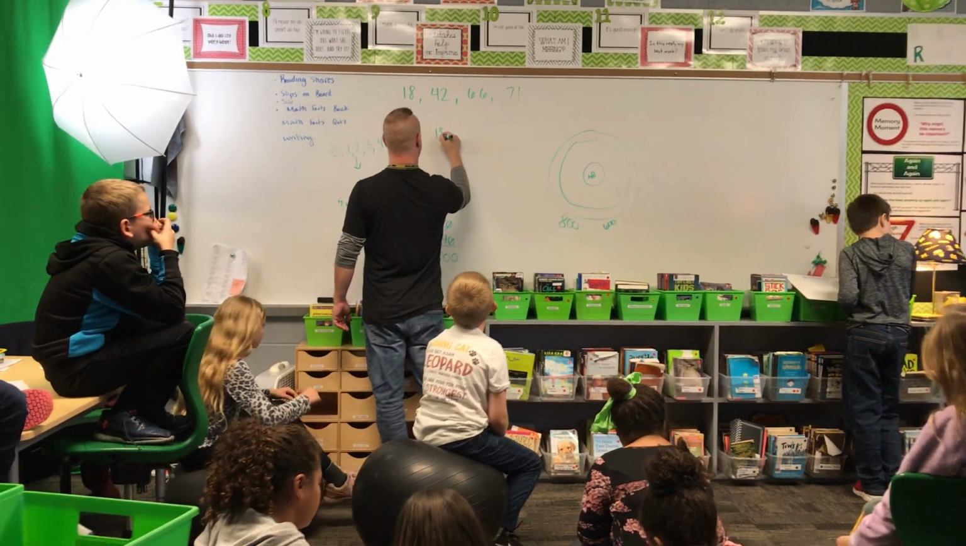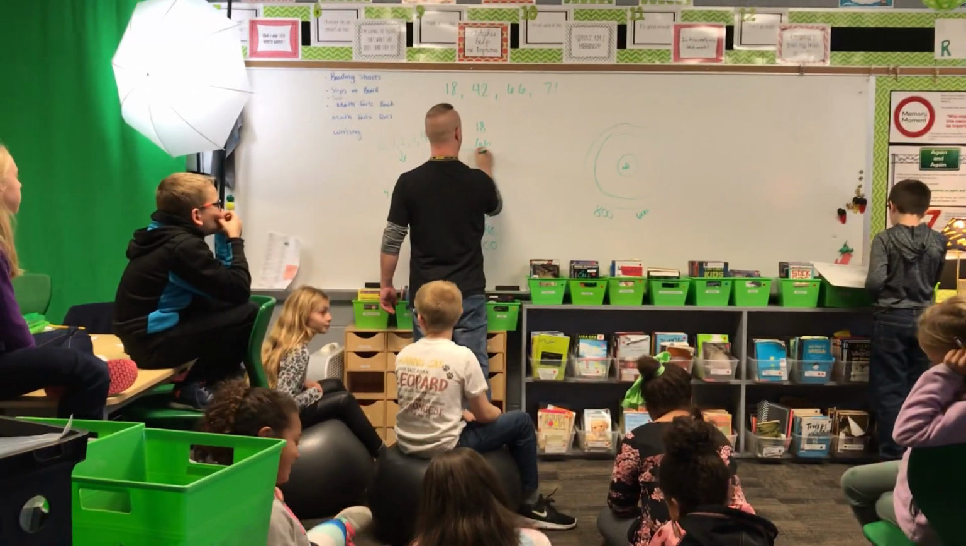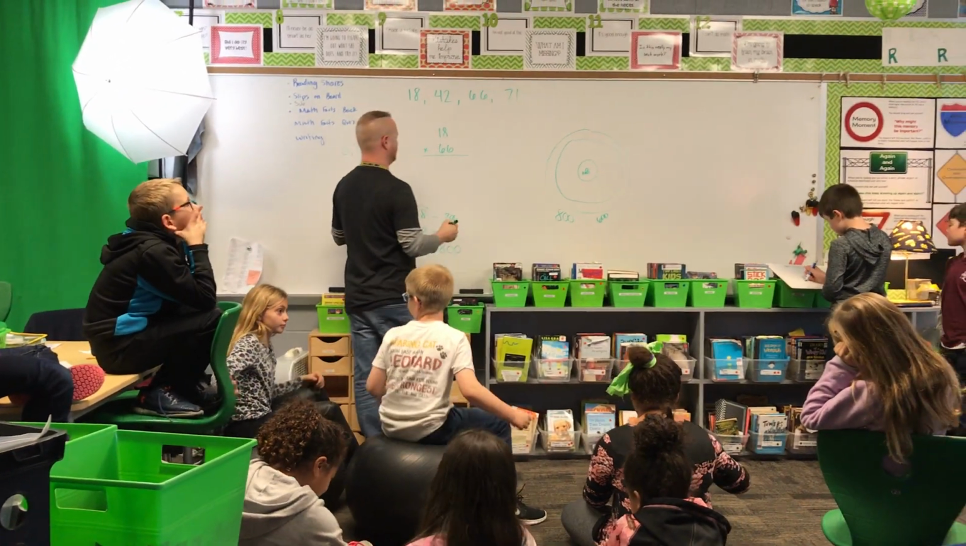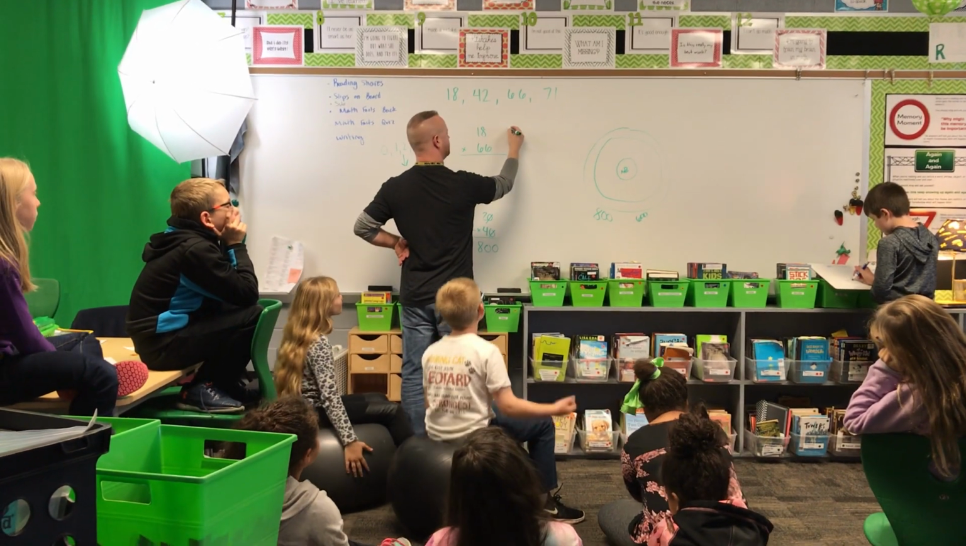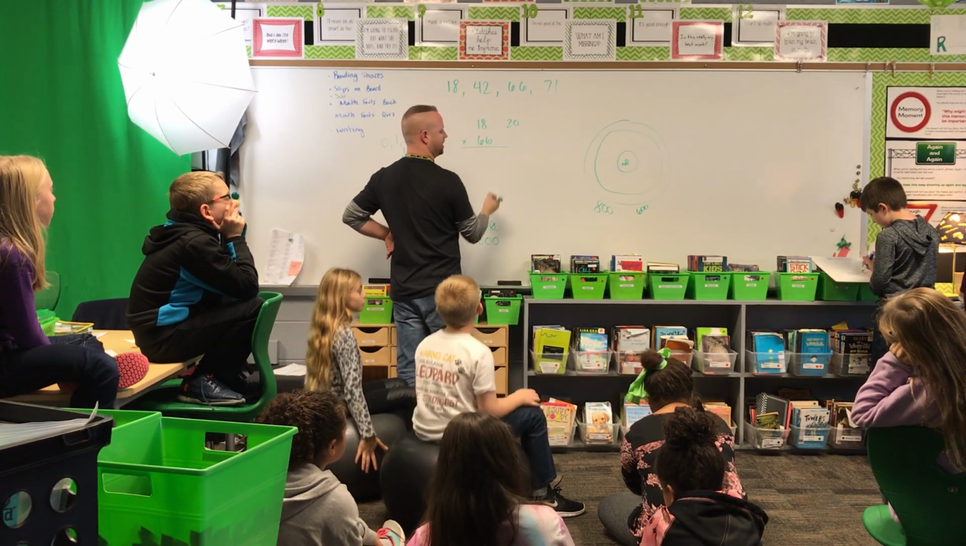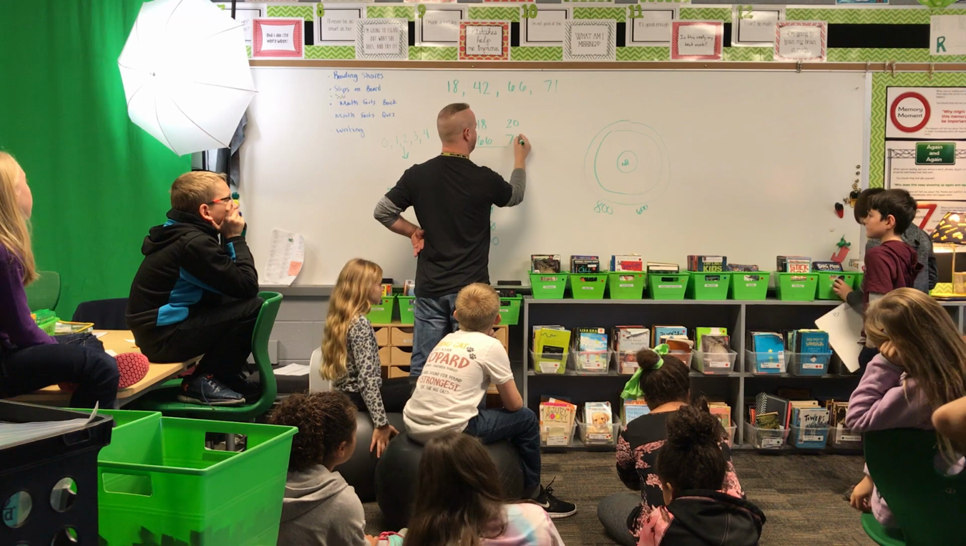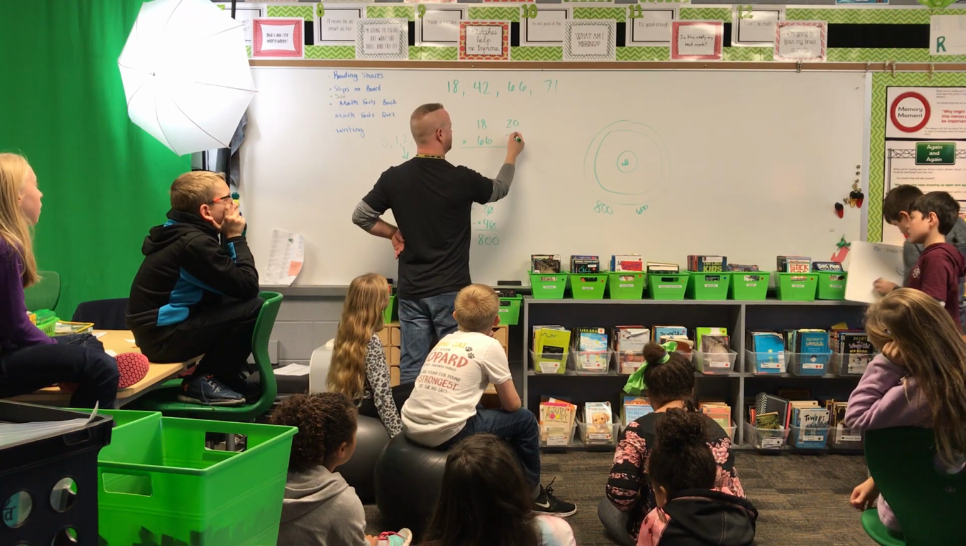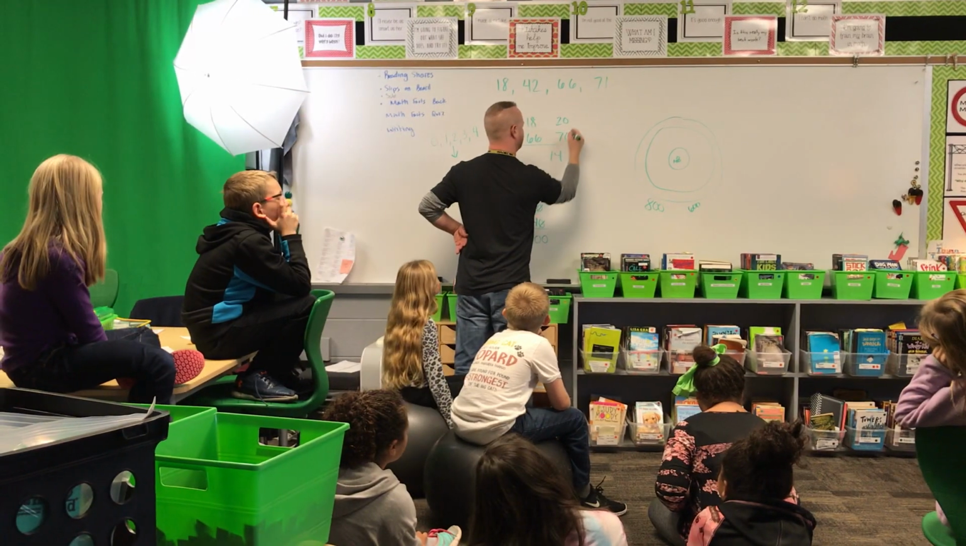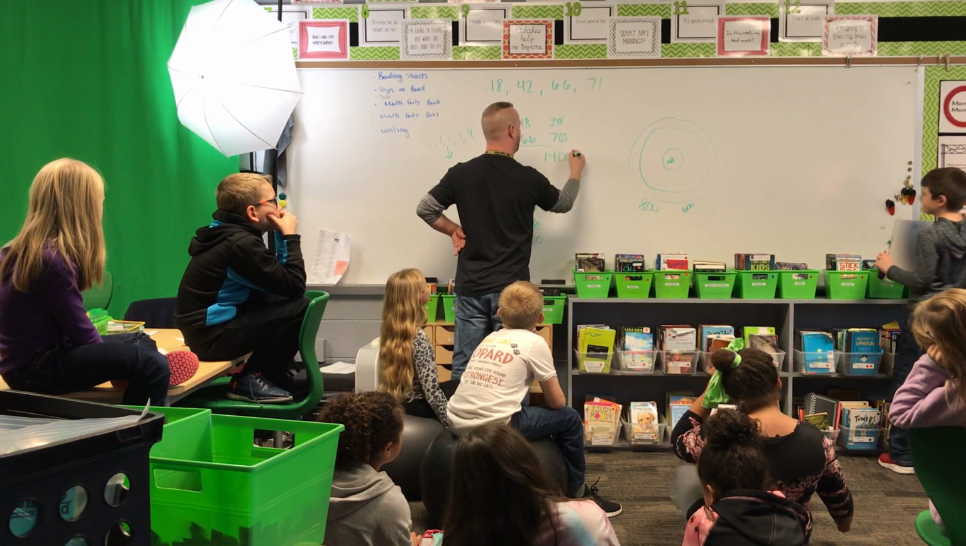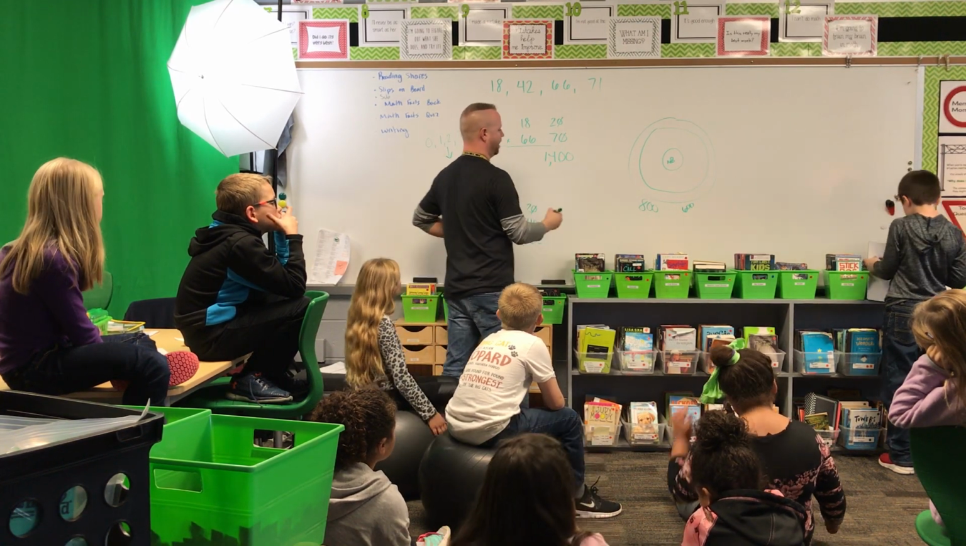18 and 66. Yeah, that's what I did. All right, 18 and 66. 18 becomes 20, 66 becomes 70. 2 times 7 is 14. Cross off my 2 zeros. 1,400.